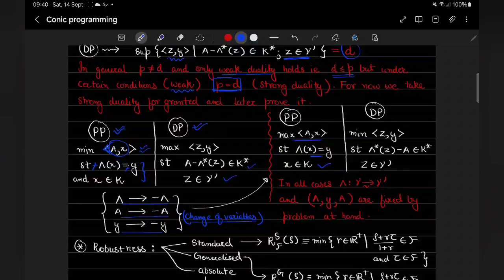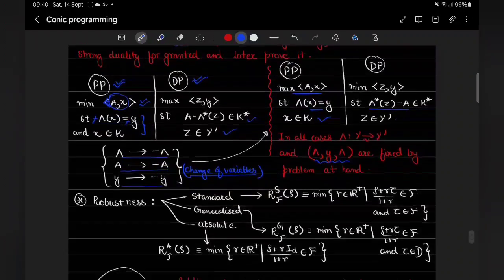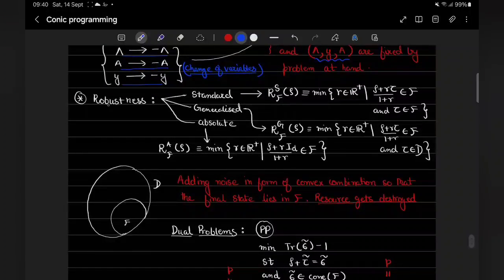and x belongs to the cone. And the dual problem becomes a minimization problem because of similar reasons, and then this is the constraint, and z belongs to the output space. So again it is important to stress that these two versions of the primal and dual problem, they can be obtained by change of variables, and these variables that we have, they are fixed for certain problems, like given the problem in hand that we will see soon. So the problem at hand that we will deal with is robustness.